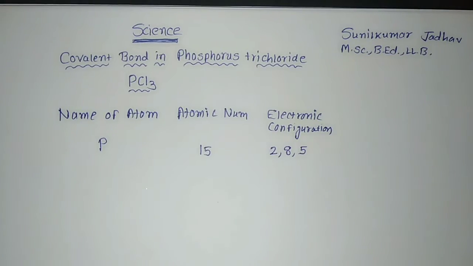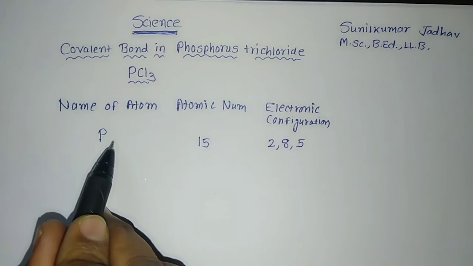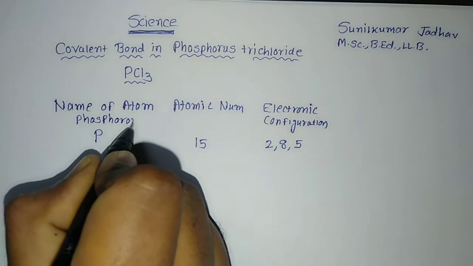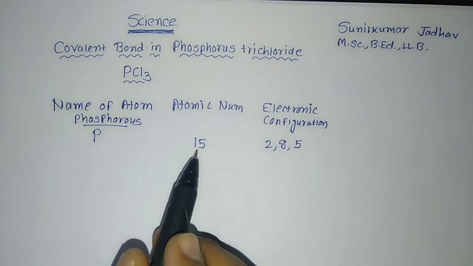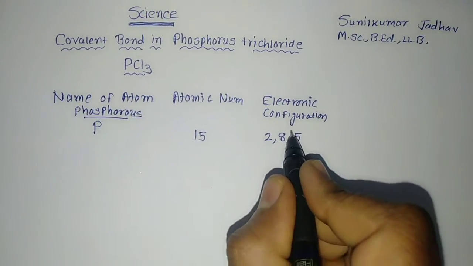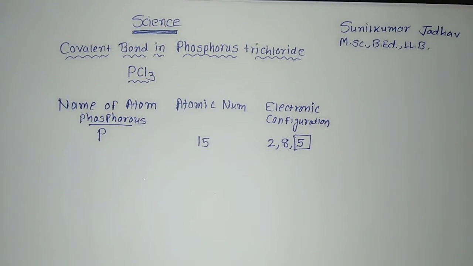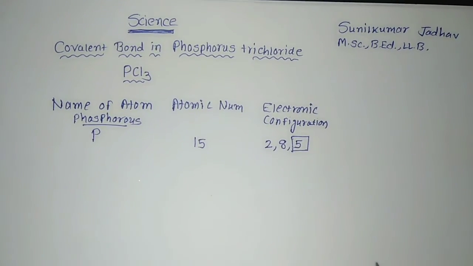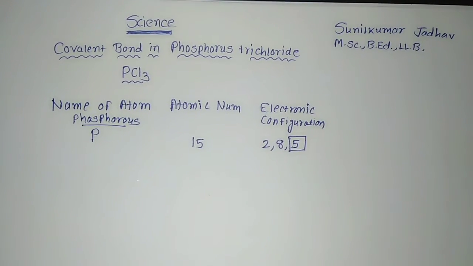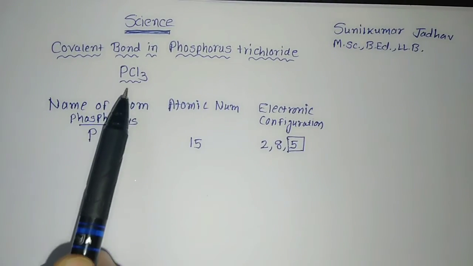So the name of the atom is phosphorus, and I'll write it. Its symbol is P. Atomic number is 15 and its electronic configuration is 2, 8, 5. So how many electrons are there in its outermost orbit? That is 5. While showing the electron dot structure to show the covalent bond, we have to show the number of electrons in the outermost orbit in the form of dots around the symbol of the atom, as we know. Another element, or we can say atom, which we have taken is chlorine.